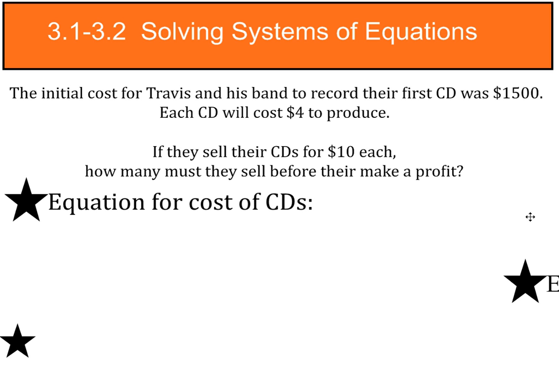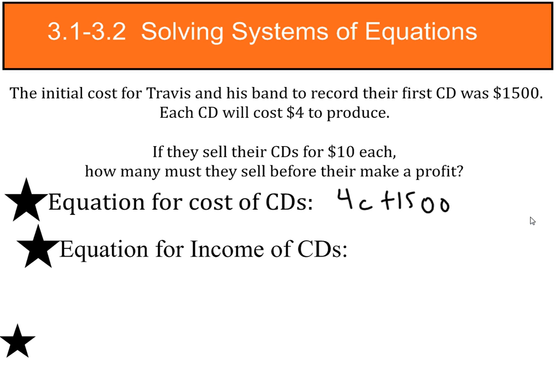So you're starting to compare two equations here. The cost of the CDs to make: it's $4 for each CD, and that's going to be another $1,500 to make the whole thing. That's what that would look like: $1,500 and then 4C after that. So then, what's the equation for the income of the CDs?